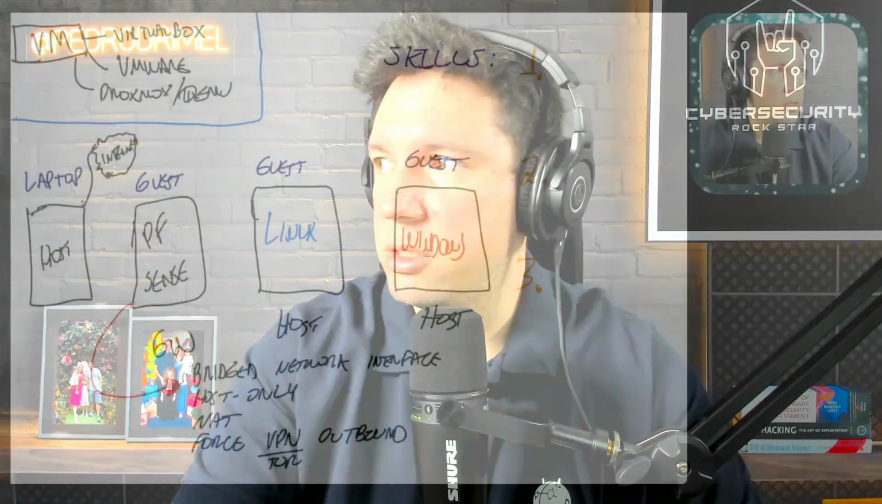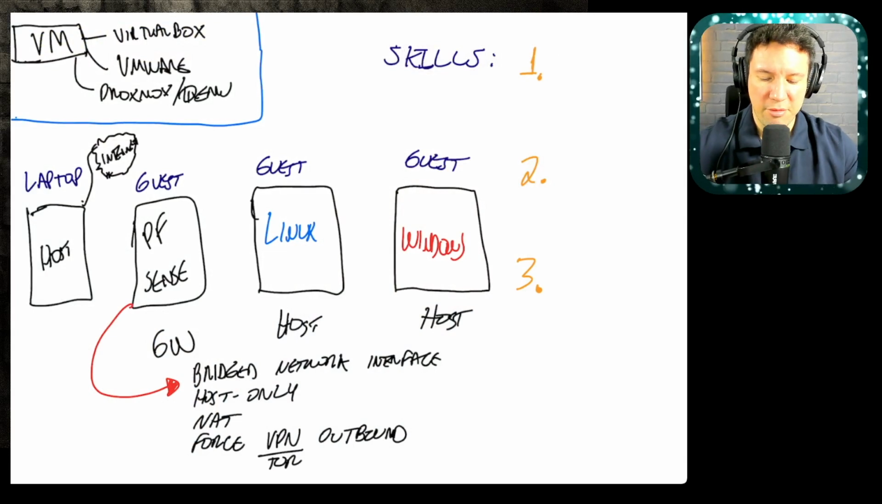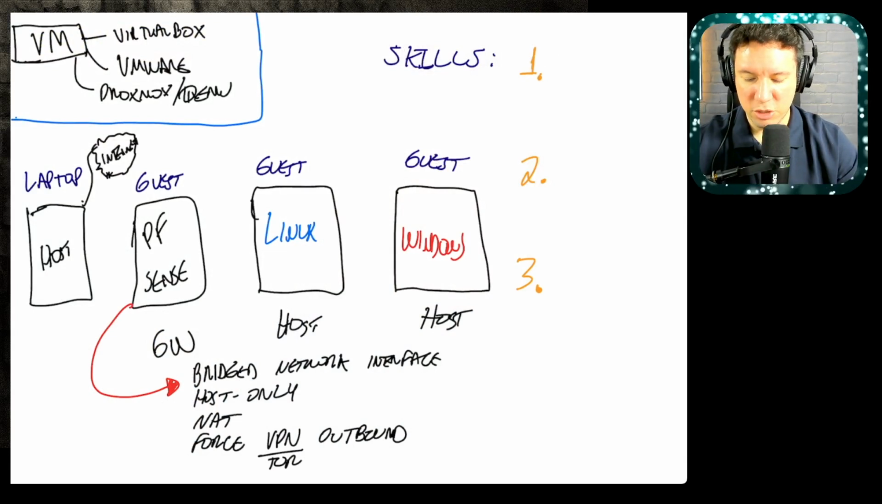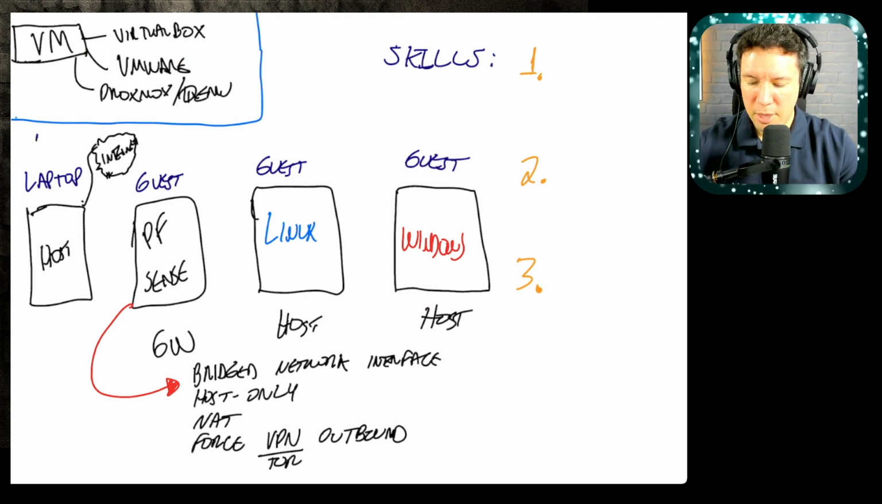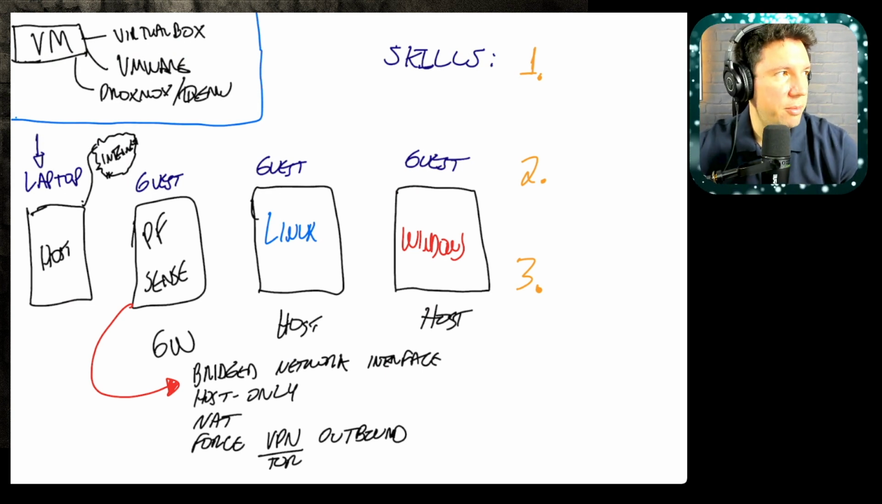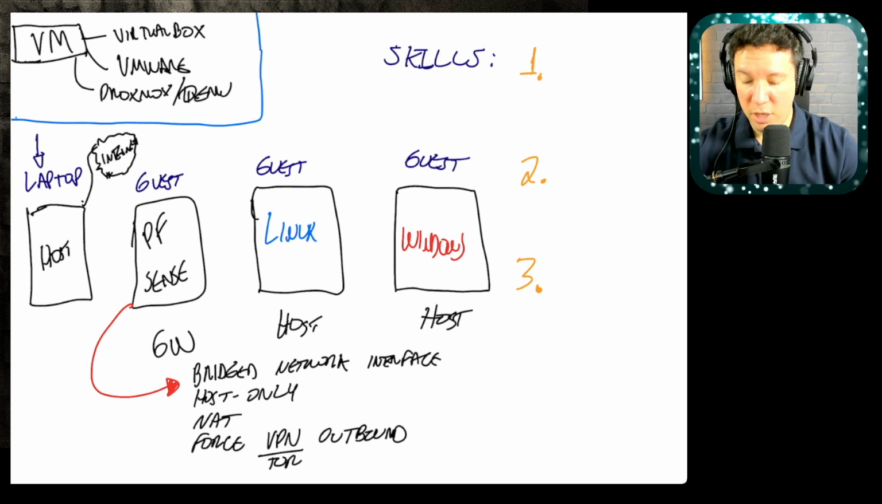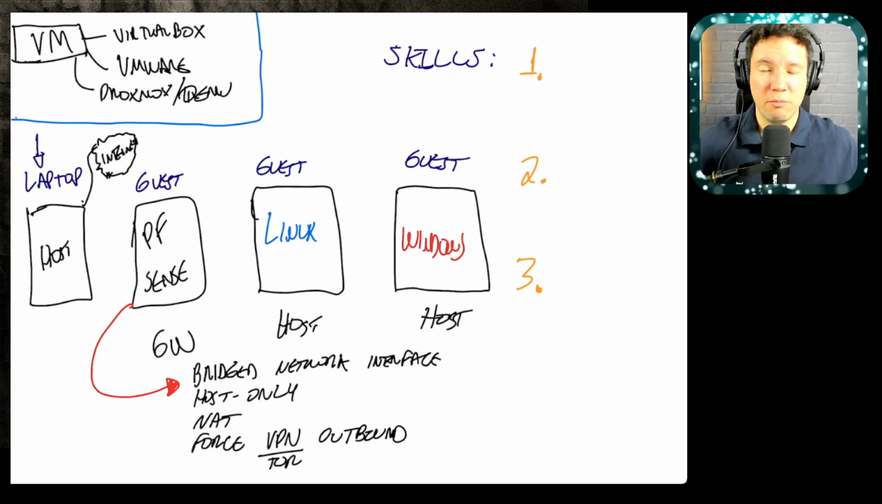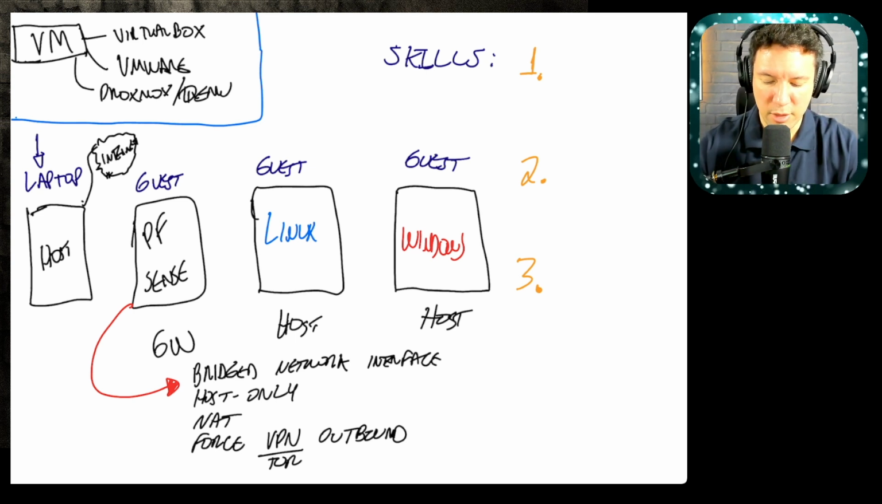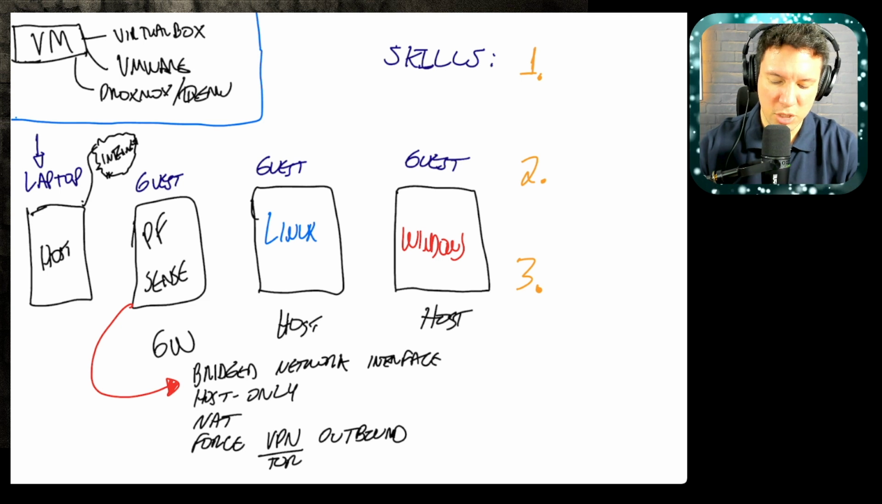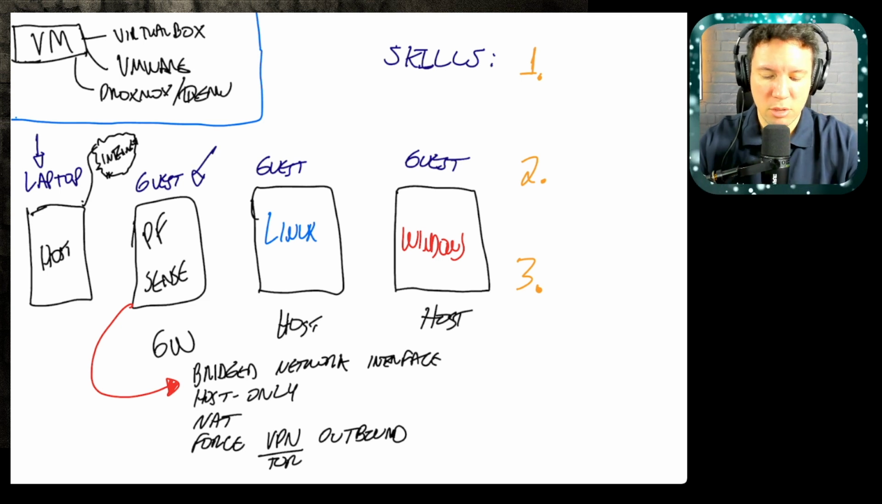So the idea is having this kind of network infrastructure where here we have, let's say, your laptop. So this is the host, right? Where we'll be hosting your VMs. And then you have three guest machines here. The first one is the pfSense that we just mentioned, and two others that we'll have to install.